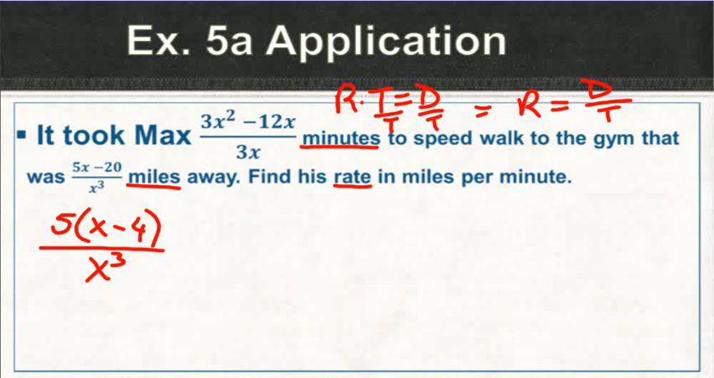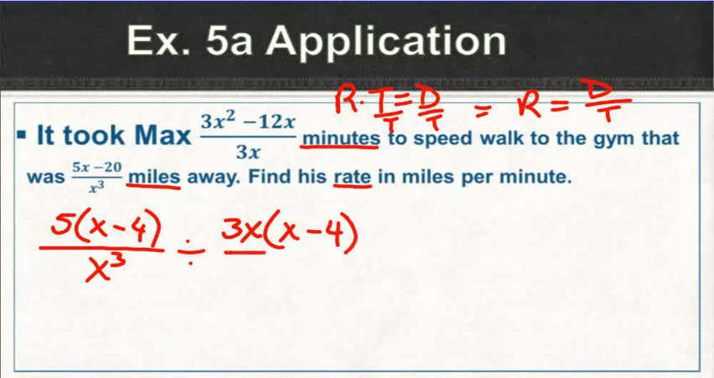And it's telling us we need to divide by the time. The time is 3x squared minus 12x divided by 3x. So I'm going to factor that out. So I can take a 3x out. 3x squared divided by 3x is x. 12x divided by 3x is 4. This is all divided by 3x.